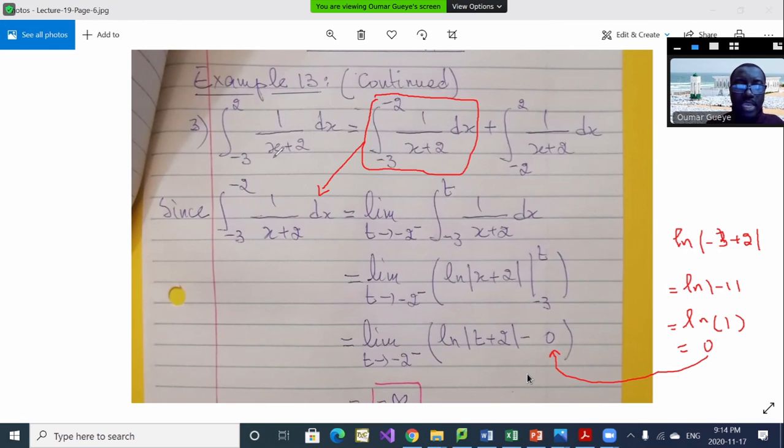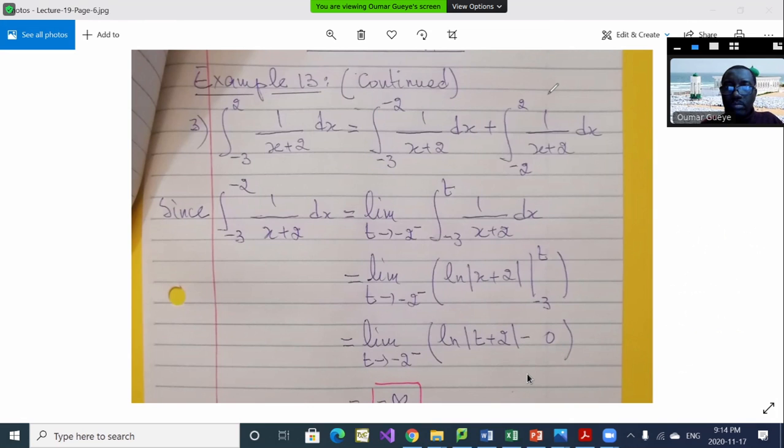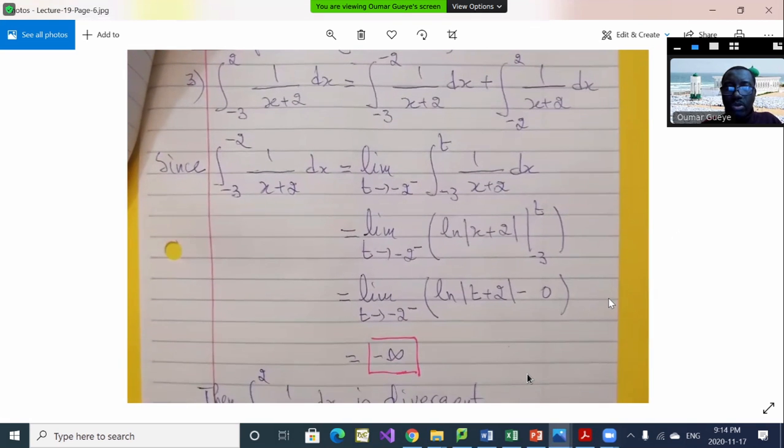So in this case, my initial integral, which is integrating from -3 to 2, is also divergent because this one is already divergent as we prove it here. And that's exactly what we conclude here.